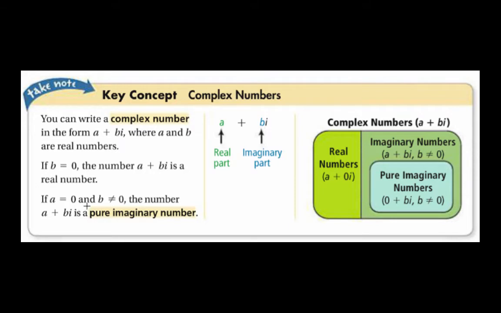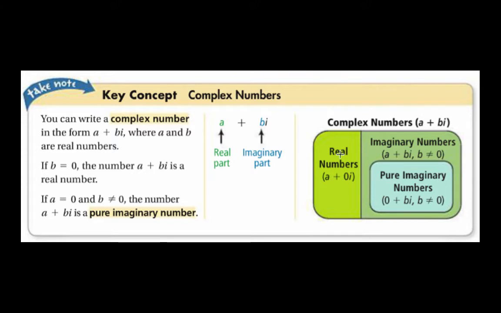If A equals 0 and B does not equal 0, the number A plus Bi is a pure imaginary number. Numbers that just have the A part are real numbers. Numbers that just have the Bi part are called pure imaginary numbers. And numbers that have both are called complex numbers. You see a Venn diagram here that illustrates that.